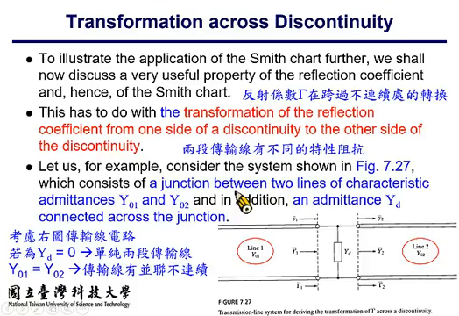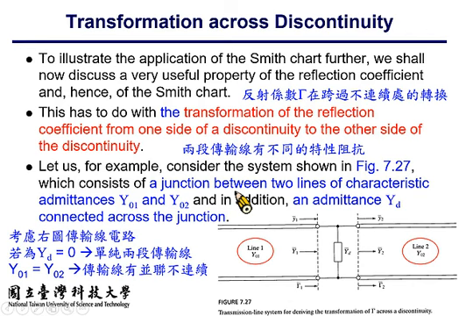Okay, in chapter 7.5, we have discussed the operation of single star matching, dual star matching, and the third technique we will learn today is transformation across discontinuity. So the scenario is shown in the plot. You have two sections.